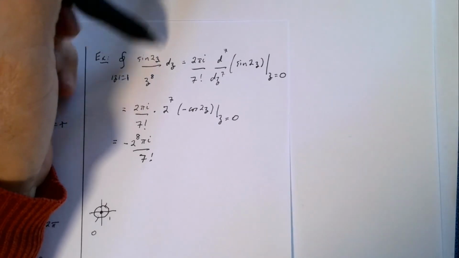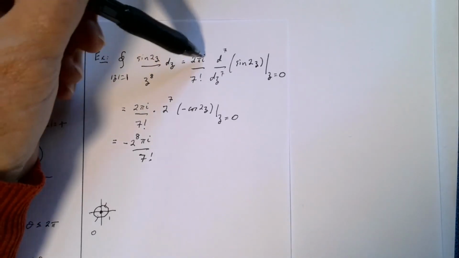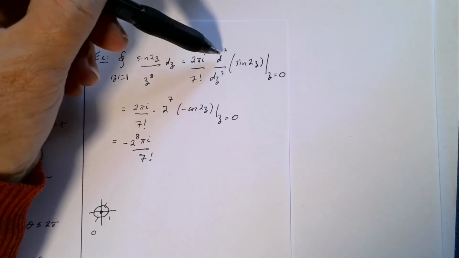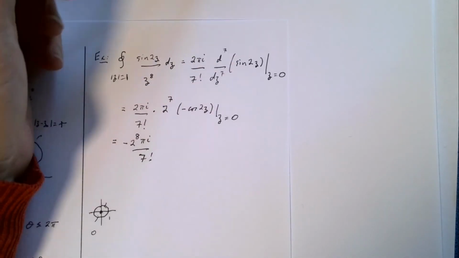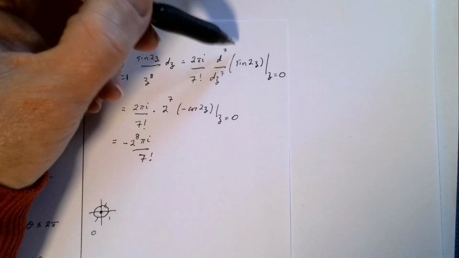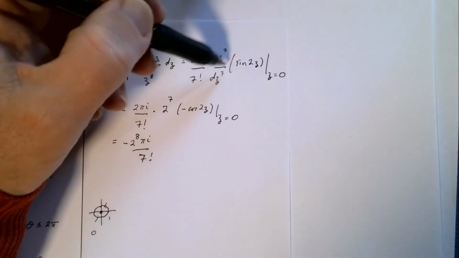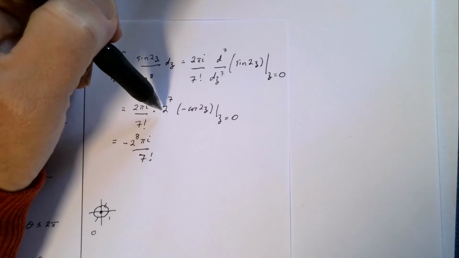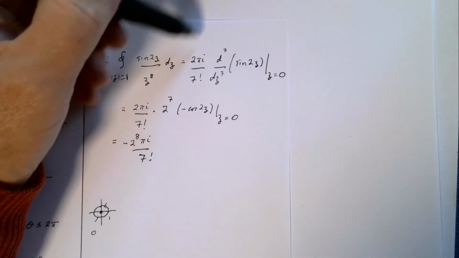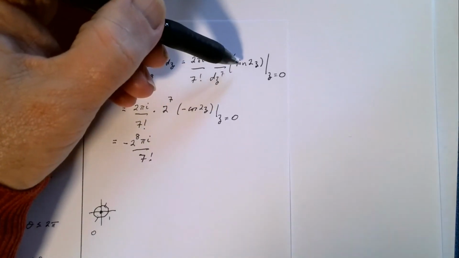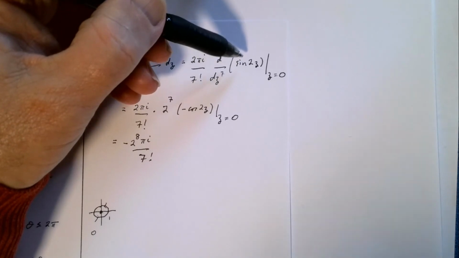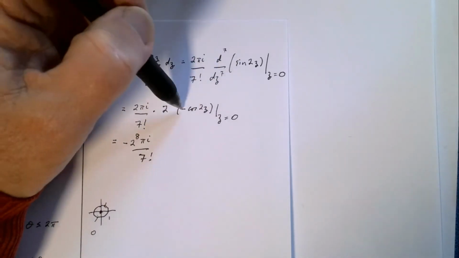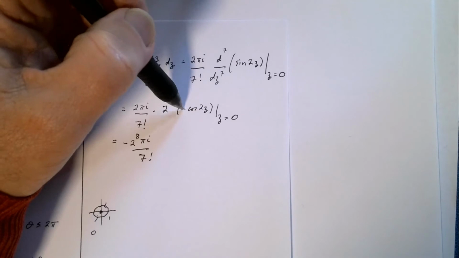So the answer is going to be 2 pi on 7 factorial, and I've got to get the 7th derivative of sine of 2z. Well, that's fairly easy. You're going to have to pull 2 out 7 times. You'll get 2 to the 7. And after you've done it 6 times, you get minus where you start from. The 7th time is going to give you a cos, so you get minus cos 2z.